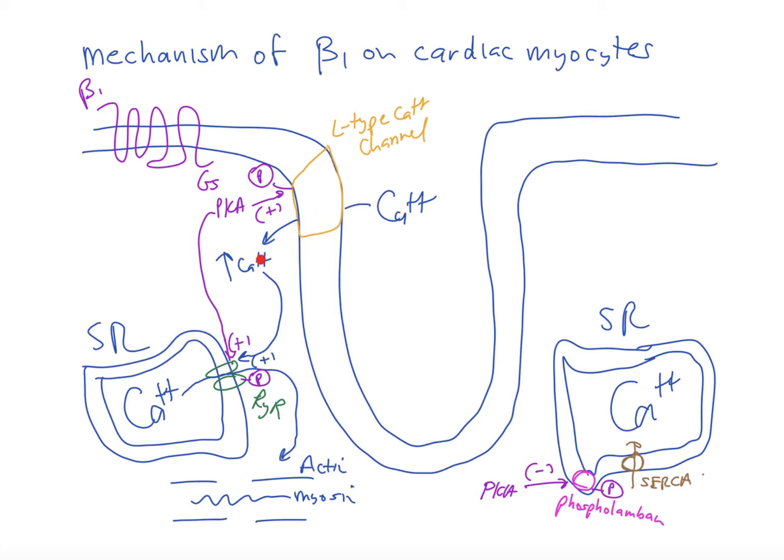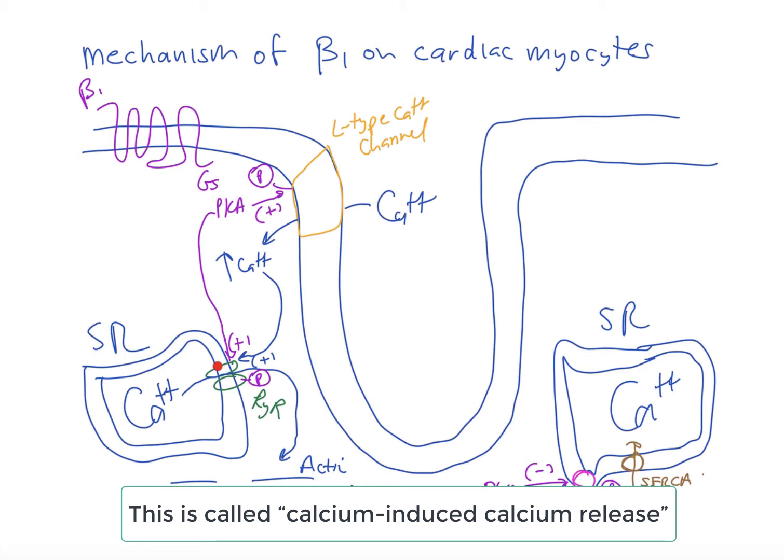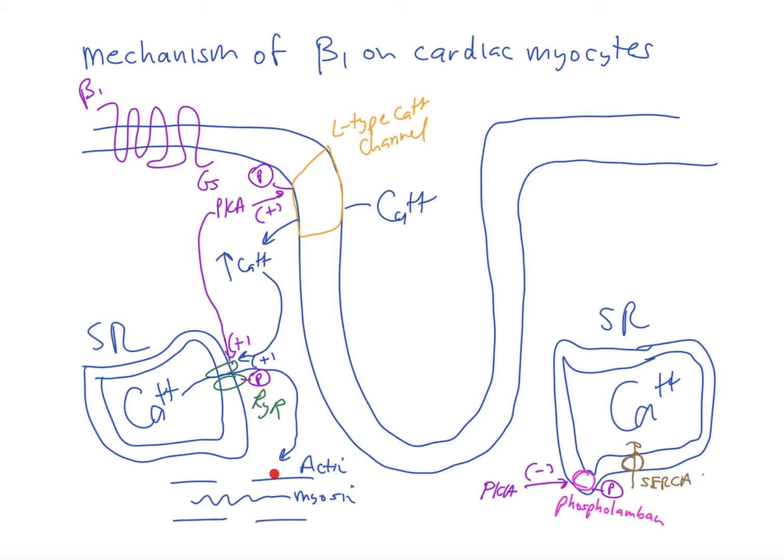Calcium comes in from the extracellular fluid, and that calcium triggers calcium release from these ryanodine receptor channels that are on the sarcoplasmic reticulum membrane, allowing calcium to go down its gradient, act on the troponin molecule, part of actin, and you get contraction. Now, what we have here is the modulation of this process through beta-1 adrenergic receptor.